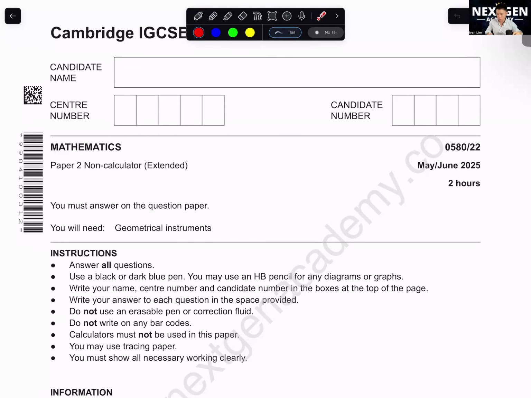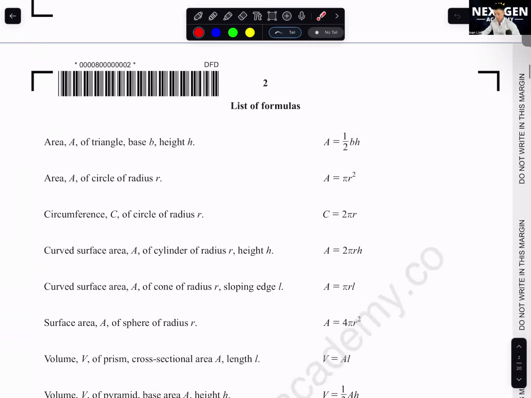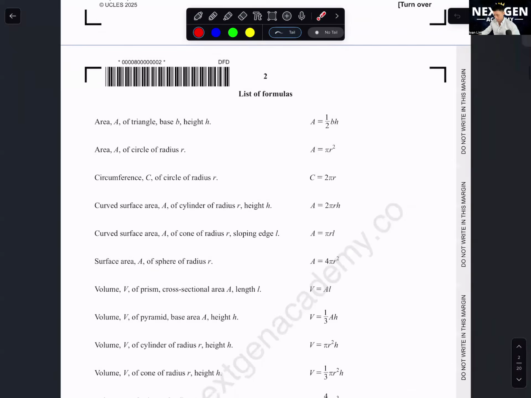Today, we are going to go through this paper. This is the May-June 2025 paper 22. It is a 2 hour, non-calculator paper, so please put away your calculator and we shall start today. This is a 100 marks paper also. There are a few questions, and y'all identified that it's a little bit hard.